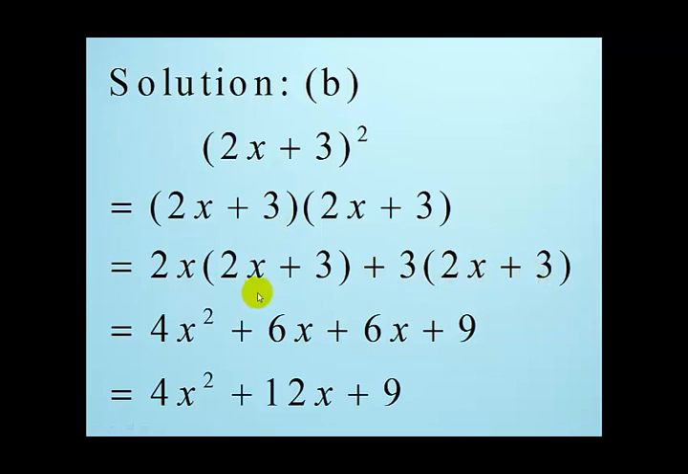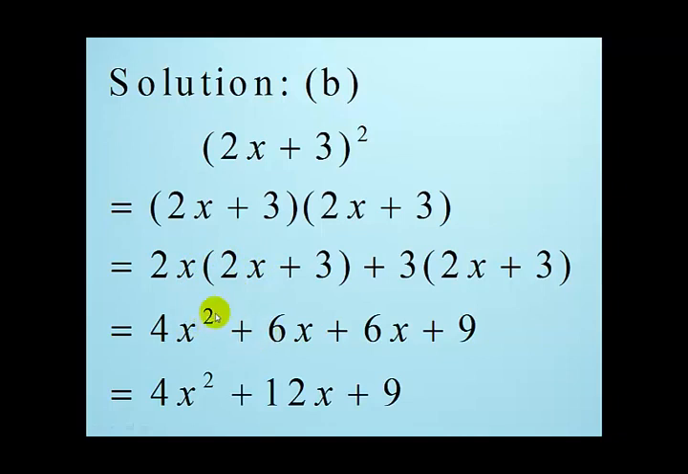Now let's expand. 2x times 2x. So we first multiply 2 by 2, and 2 times 2 is 4. Now we have x times x, that is x squared. Take note that the exponent of this x is 1, and the exponent of the x here is also 1. According to indices, if you are multiplying, because they are of the same base, we keep the base constant and add the exponents. So 1 plus 1 equals 2. And that is how come we have x squared.